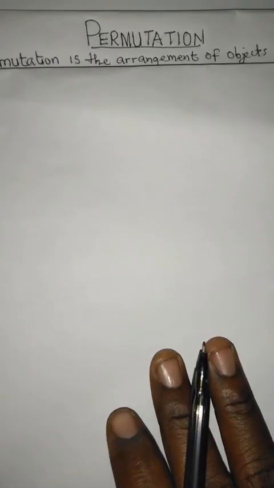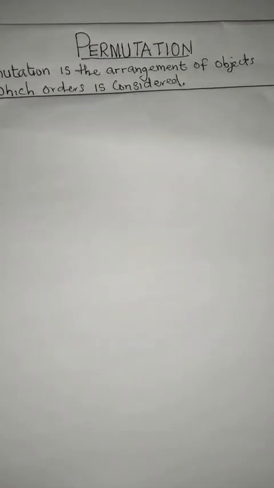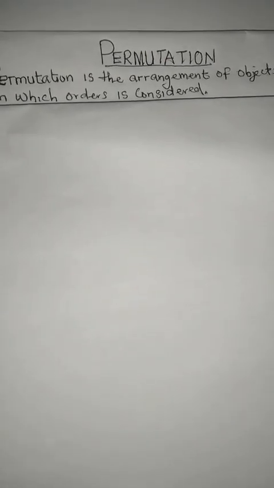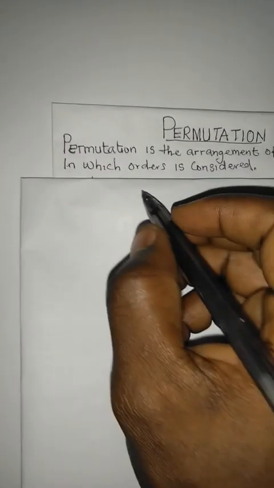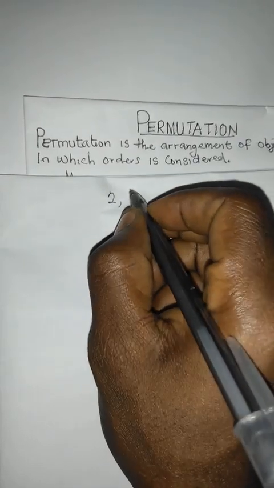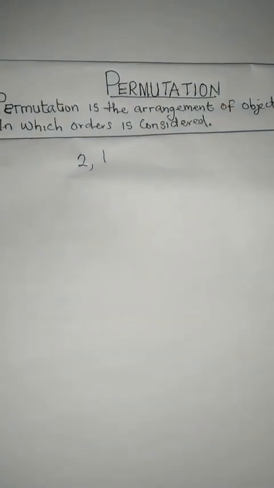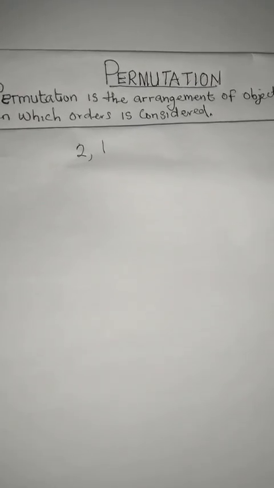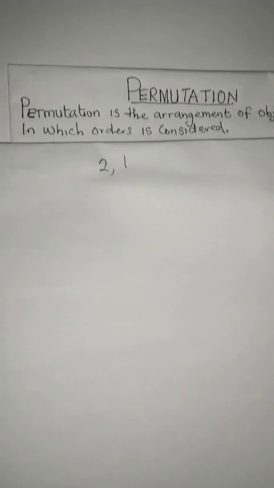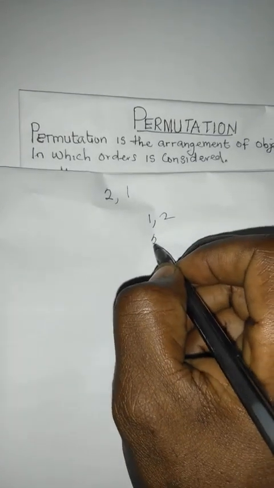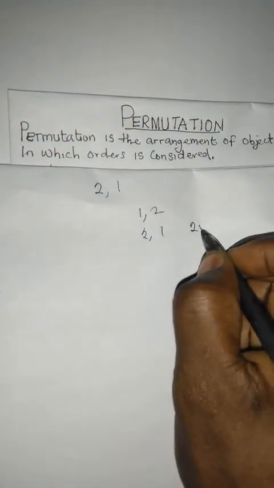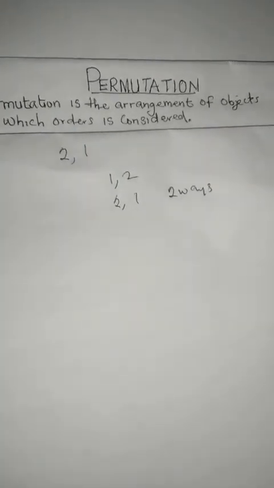Today we're talking about permutation. When you say permutation, it is the arrangement of objects in which order is considered. Now, that means if I have 2 and 1 and I'm told to permutate it, it means in how many ways can I arrange these 2 and 1? That means I can write my 2 and 1 as 1, 2 and also 2, 1. So how many ways do I have? 2 ways to permutate this 2, 1.